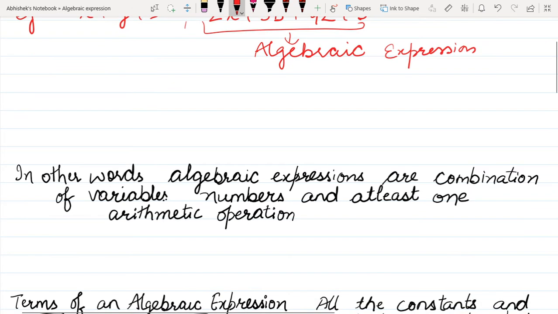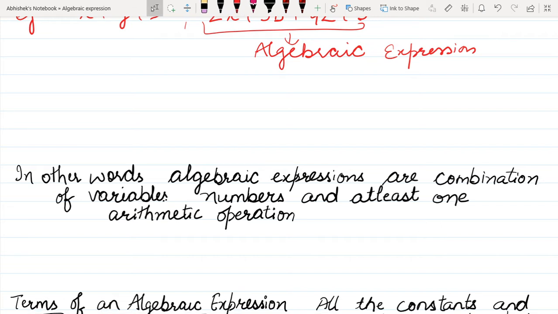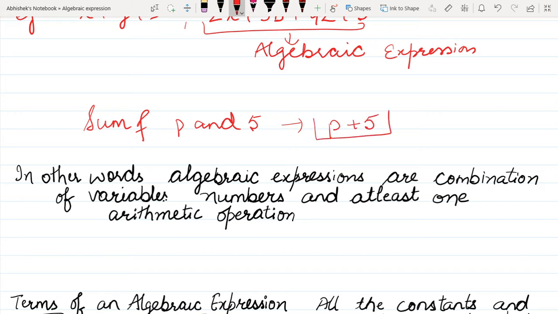When can we create an algebraic expression? When we have at least one arithmetic operation. For example, the sum of p and 5. So how can we express this as an algebraic expression? It is p plus 5. So now this becomes an algebraic expression. We can see here it is one symbol, that is plus. So we want at least one arithmetic operation with our variable and constant to create an algebraic expression.